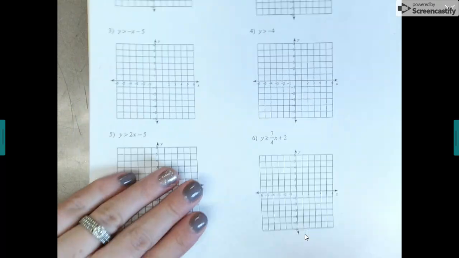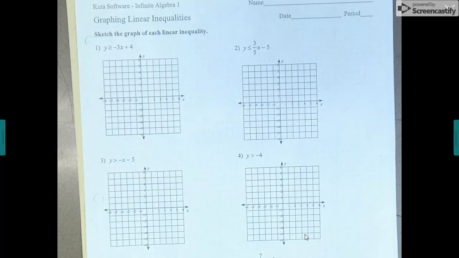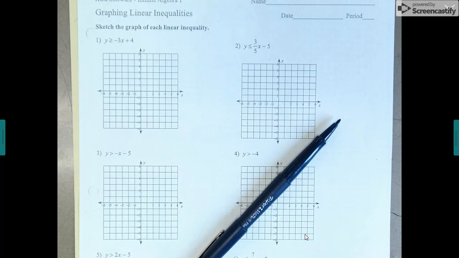So just take a look. I'd like you to do all of them because it's practice. Tomorrow we will take the quiz. All right, good luck. And if you have any questions, I do have the answer key, but you can come up here and ask for it.